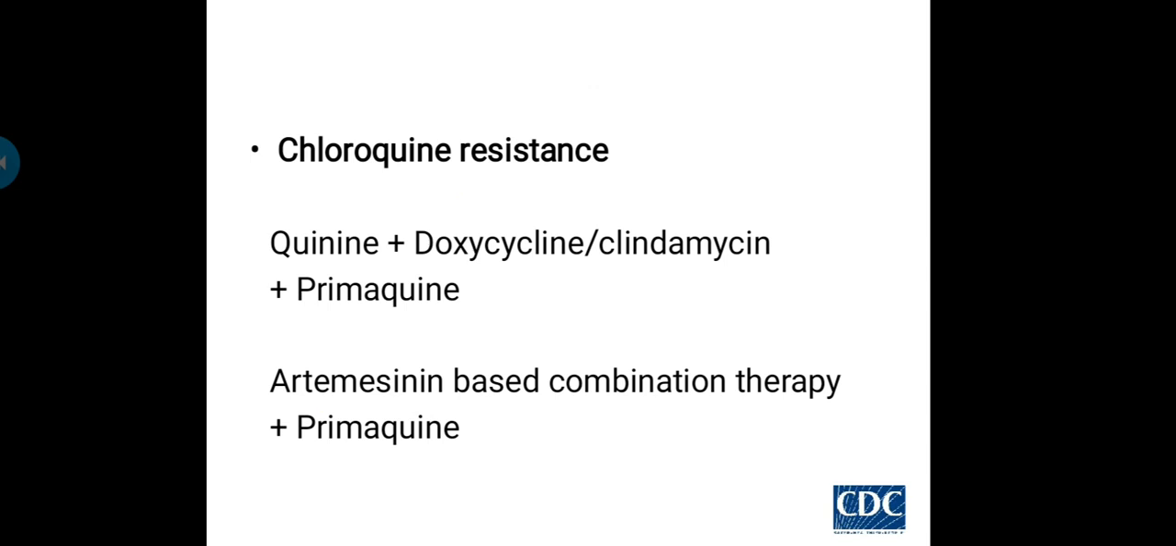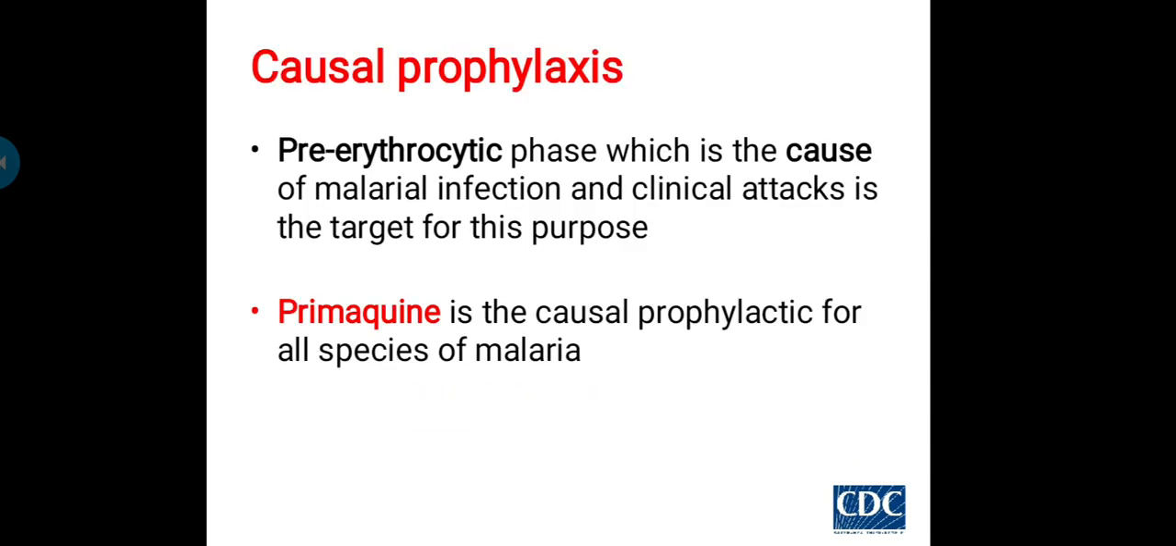So primaquine is essential for all malaria, Plasmodium vivax as well as Plasmodium falciparum. For vivax, it acts as both a hypnozoitocidal and gametocidal, whereas for falciparum it acts only as a gametocidal. But we have to combine it unless the patient is pregnant or has G6PD deficiency. So quinine plus doxycycline or clindamycin plus primaquine can be given if there is chloroquine resistance in that area, and artemisinin based combination therapy can also be given in vivax malaria combined with primaquine.